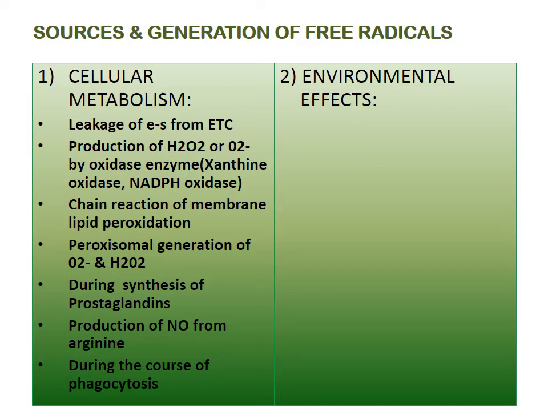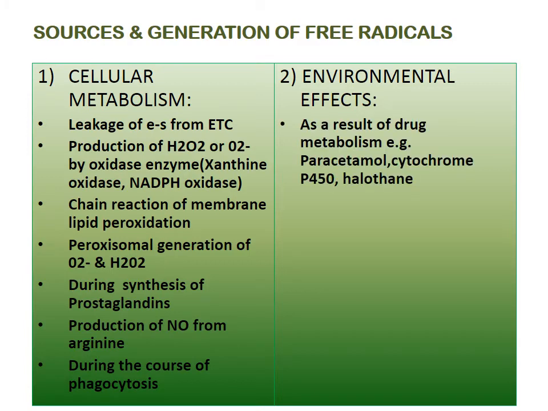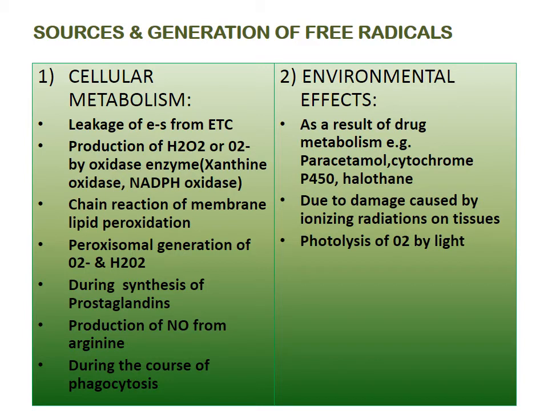Now we see what the environmental effects are. As a result of drug metabolism, whatever drugs or medicines we take may produce free radicals. Due to damage caused by ionizing radiations, even by pollution, air pollutants, that can also produce free radicals. Photolysis of oxygen, and cigarette smoke also cause free radicals, which is very harmful to our respiratory system. Then alcohol also produces free radical formation.